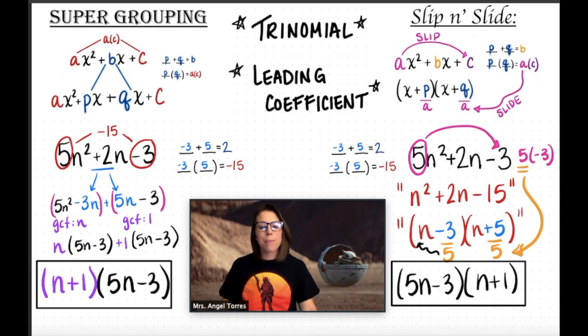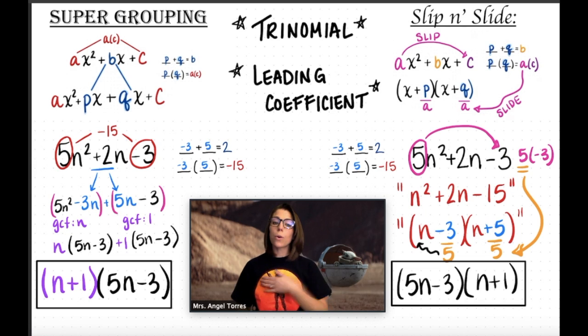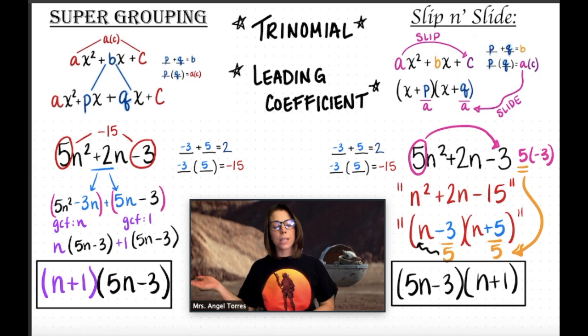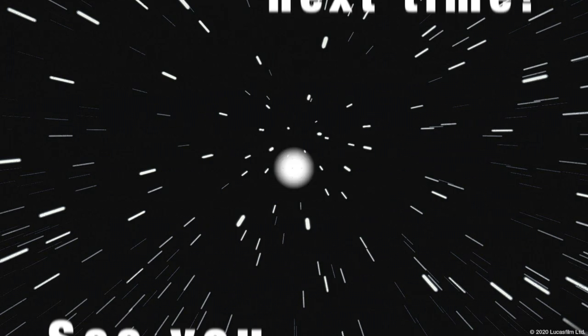Great work, young math padawans. So as you can see with number 3, it doesn't matter if you use supergrouping or slip and slide, you end up with equivalent factored forms. In supergrouping, I ended up with n plus 1 times 5n minus 3, and in slip and slide, 5n minus 3 times n plus 1, which are equivalent. That's it for today's lesson. I will see you next time.